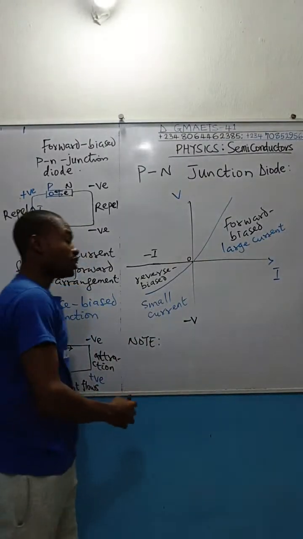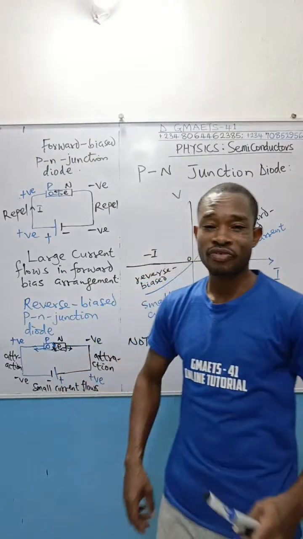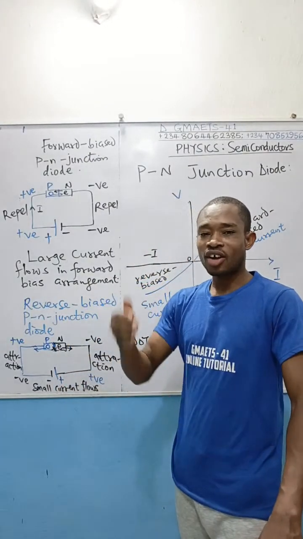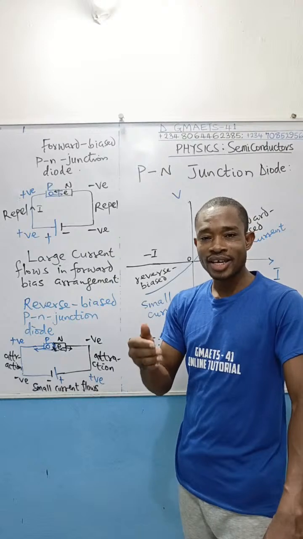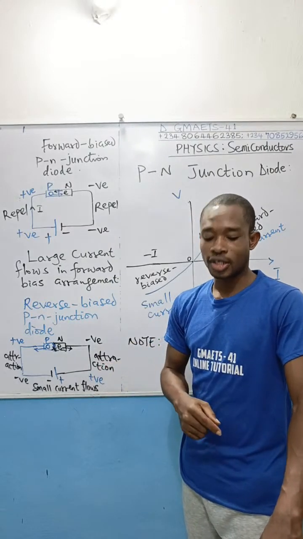PN junction diode is used as a rectifier. It can be used as a rectifier. And what does a rectifier do? A rectifier converts alternating current, AC, to direct current, DC.